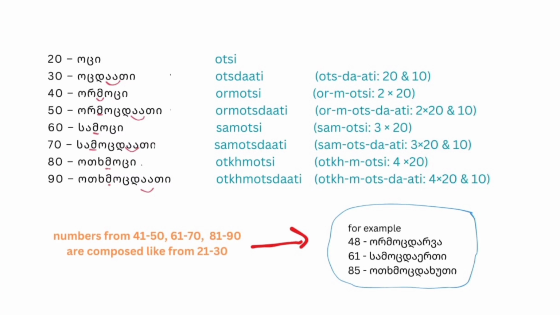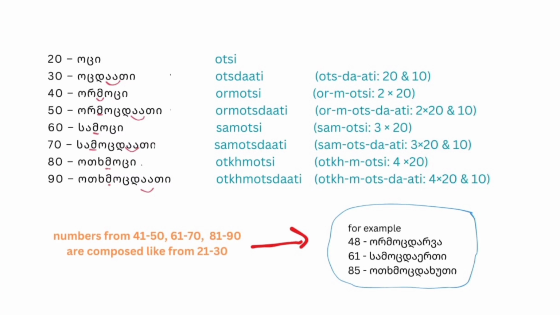The thing is that if the number can be divided by 2, that's very easy. You say 2 times 20, 3 times 20, 4 times 20, like ormotsi, samotsi, otrmotsi: 40, 60, and 80. I will repeat them. Ormotsi, samotsi, otrmotsi.